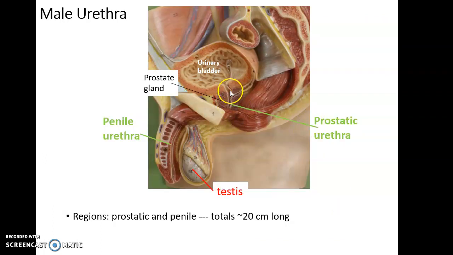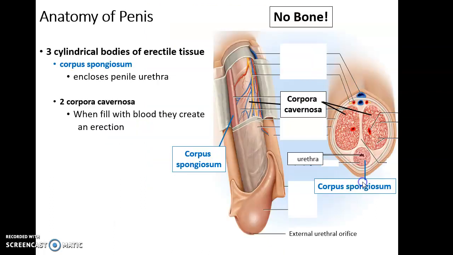Again, prostatic urethra, we're passing through the prostate gland, penile urethra, and the total length of the urethra is somewhere around 20 centimeters. Within the penis are three cylindrical bodies that are able to become erect by filling with blood.